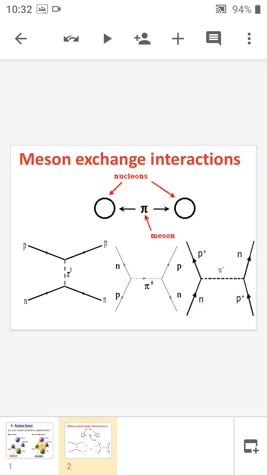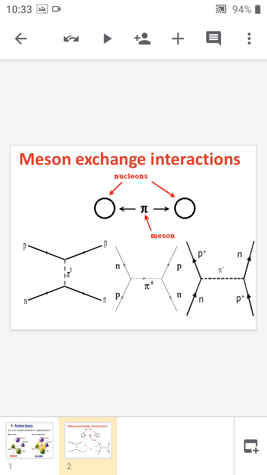And how are these mesons exchanged between the nucleons? According to Yukawa, the positively charged proton is converted to a positively charged proton by exchanging a neutral meson. Similarly, the neutron is converted to a neutron by exchanging neutral mesons. See here, the proton is converted to proton by exchanging neutral mesons, and similarly the neutron is converted to neutron by exchanging neutral mesons.